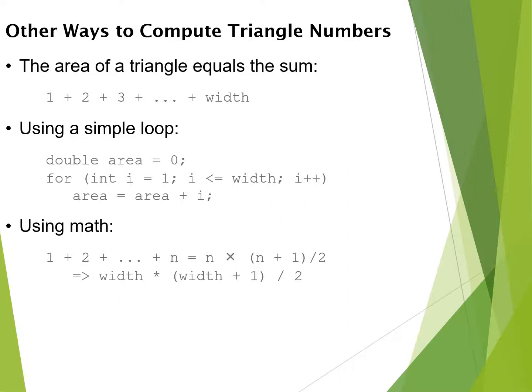And then if you want to use mathematics, you can also simplify this summation as n times n plus 1 divided by 2. This is a very famous formula that everyone knows if you know some basics about algebra. Therefore, you can simply say the area of the triangle is calculated by this formula: width times width plus 1 divided by 2. Instead of writing a for loop or a recursive method, you can simply return this simple formula: width times width plus 1 divided by 2.